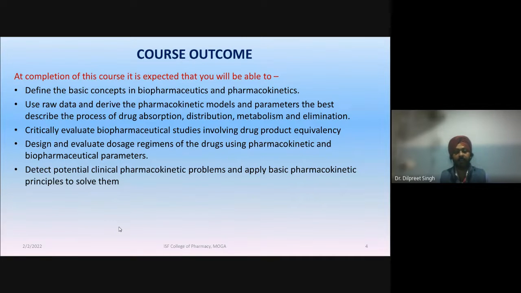It is also helpful for the student to detect potential clinical pharmacokinetic problems and apply the basic pharmacokinetic principles to solve various compartmental modeling problems. What is tissue distribution? What is the relationship between the distribution of the drug in various tissues and the peripheral compartment using simulation experiments? In this course, the student will be able to understand the complete biopharmaceutical basics, including pharmacokinetics, ADME profile, compartmental modeling, and linear pharmacokinetics.